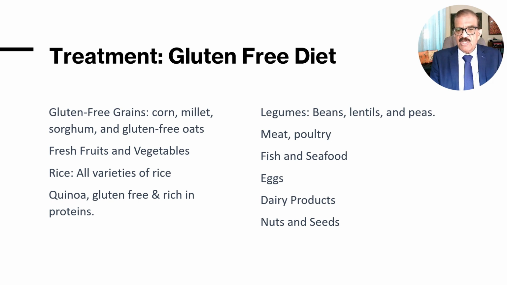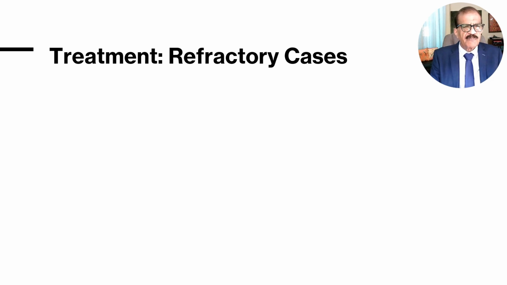Nuts and seeds are also gluten free. Now, this would help in the majority. Once a patient goes on a gluten-free diet, there is a very good response within days to weeks. The patient is completely free of symptoms. Bloating goes away, abdominal distension goes away, pain goes away, and the patient starts putting on weight, and anemia becomes better. So everything starts getting better once the patient is off gluten.